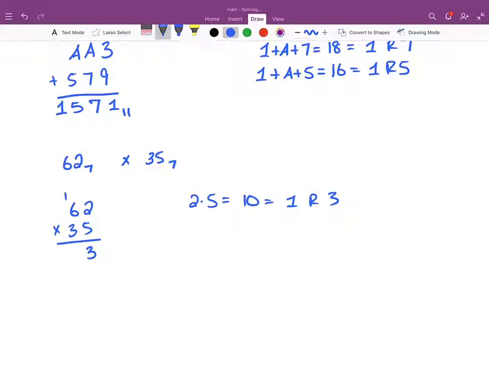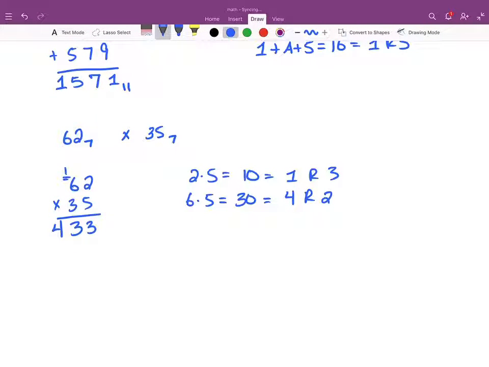So 6 times 5. 6 times 5 is 30 in base 10. How many 7s can you take out? You can take four 7s out with a remainder of 2. So the remainder of 2 plus the 1 that you carried up here is 3. And then the four 7s you took out in front.